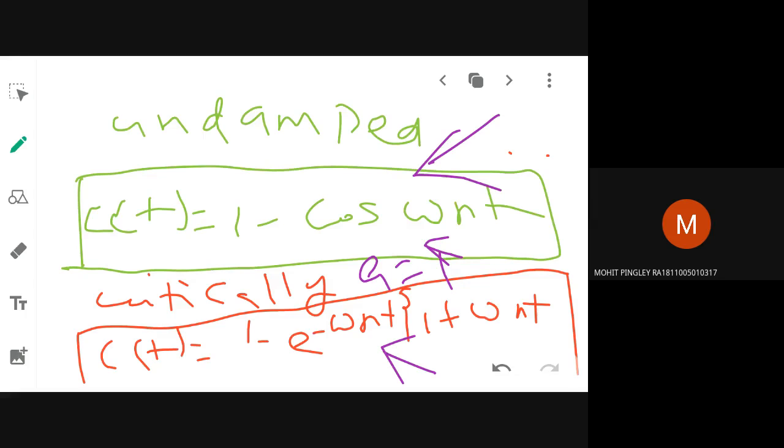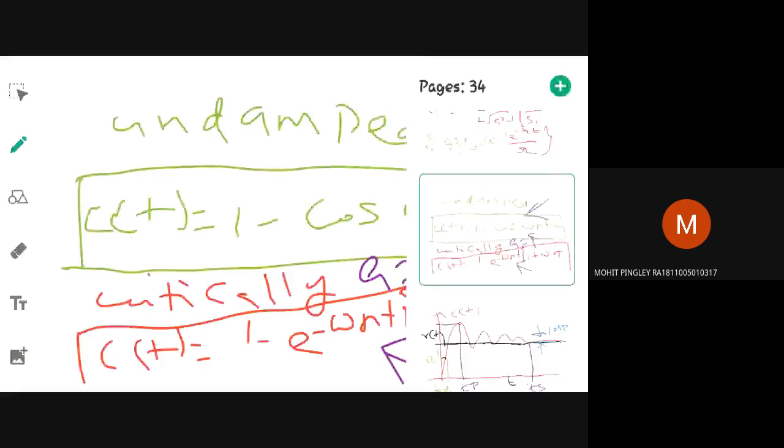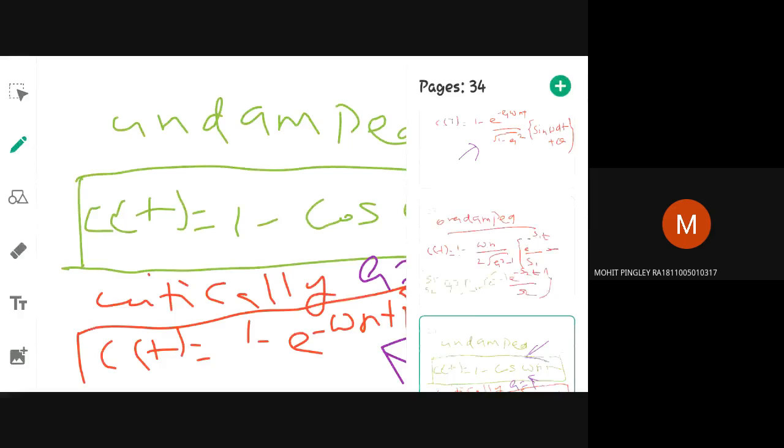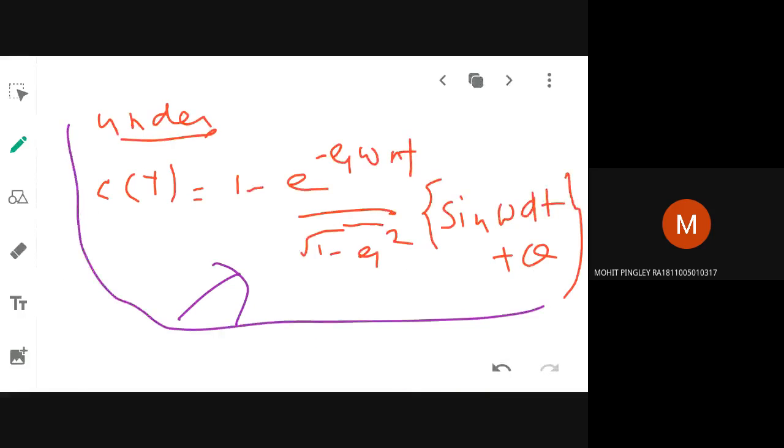Alright, and out of the 4 cases, as I am telling you again, the underdamped system is very important. This equation is very important, so you have to memorize it. 1 minus e power minus zeta omega n t divided by square root of 1 minus zeta squared, sin(omega d t plus theta). You write down this equation. I will be solving one problem later in the class. By that time I will ask you. Have you written down the equation? Yes, ma'am.